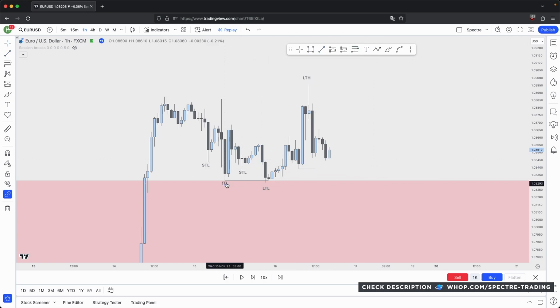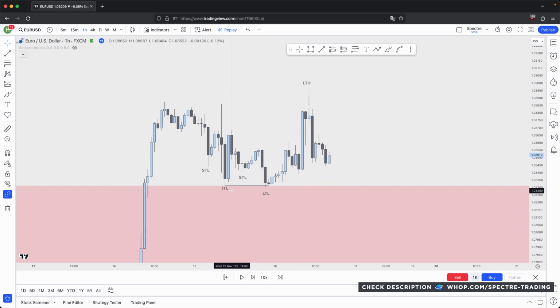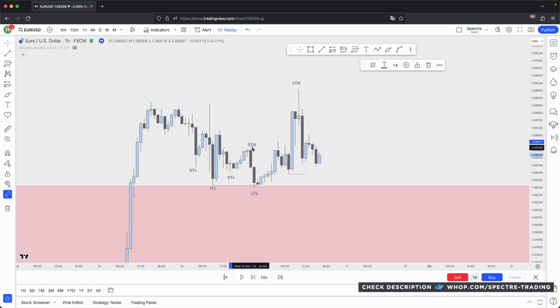So the intermediate term low is here, with short-term lows on both of its sides, making this an intermediate term low. This is also a short-term high. It's not an intermediate term high because it didn't form an imbalance and it doesn't have short-term points to its left or to its right. So this is just a short-term high.